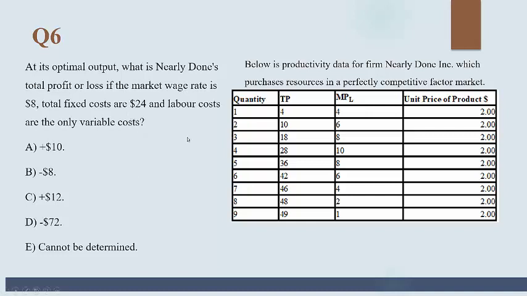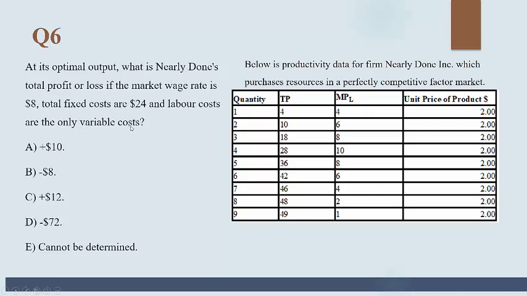Well, okay, how did you do? Well, first of all, we know the total revenue from the previous question was 92. We just need to figure out what the total cost is. Well, there's two types of cost. There's fixed cost and variable cost. We know the total fixed costs are $24. We just need to figure out what the variable costs are.